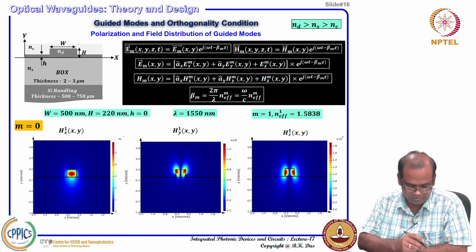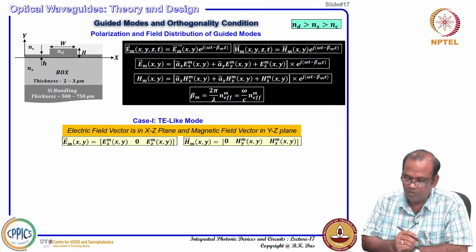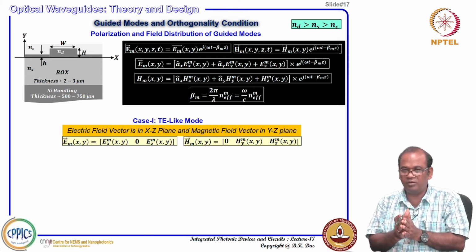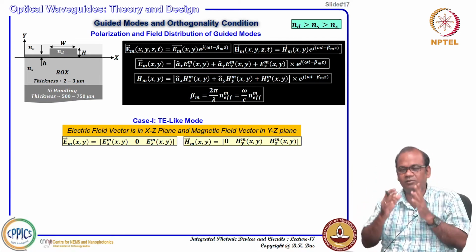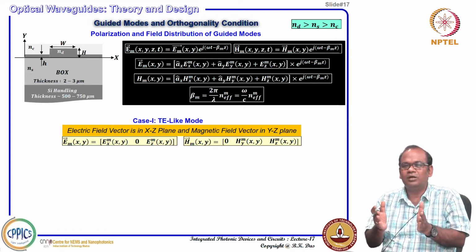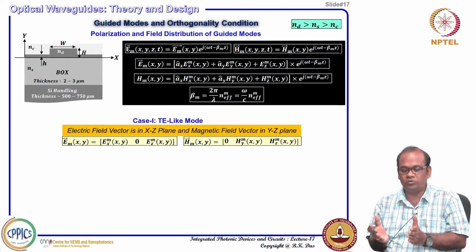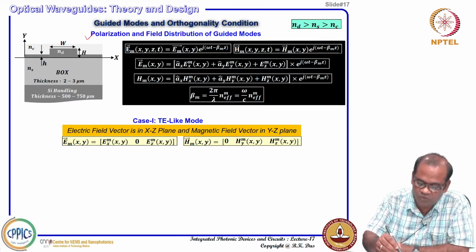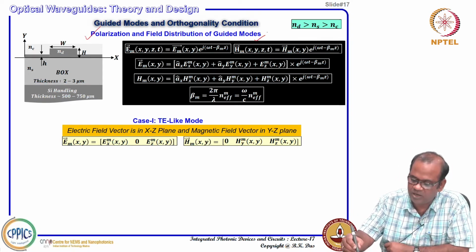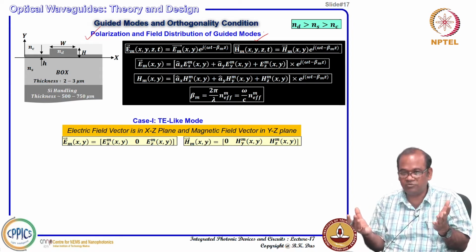Now, see this, this is for the magnetic field. Based on the fraction of the components, people normally categorize and classify the polarization of the guided mode. So that is why now we want to discuss polarization and field distribution of the guided modes. What different types of polarization can we have?